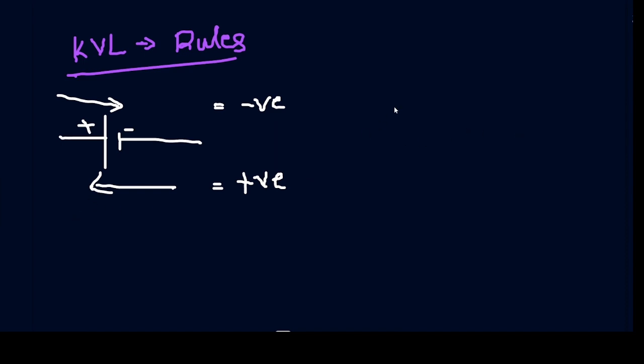Now what is it for a resistor? For example, this is a resistor. Current I is flowing from point A to point B. The current direction is this. If you are going in the same direction as the current, then your voltage is negative.